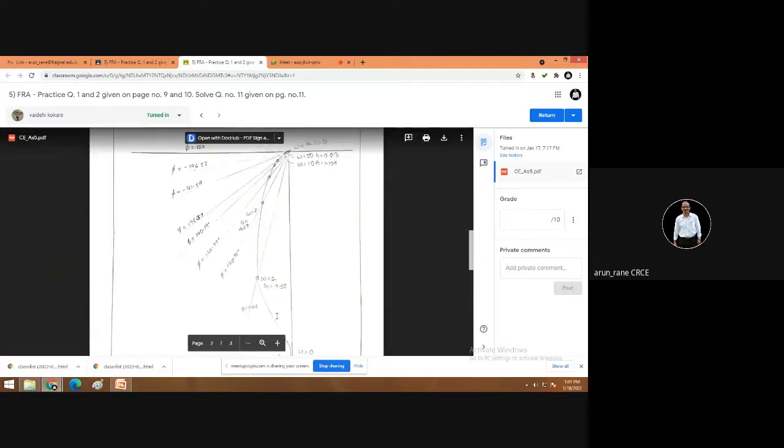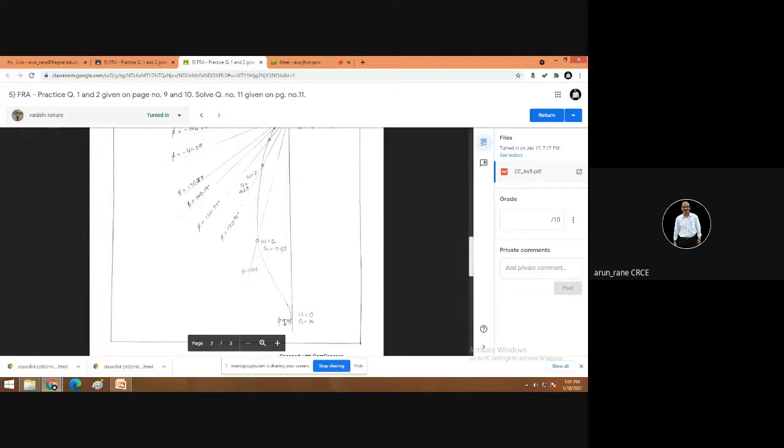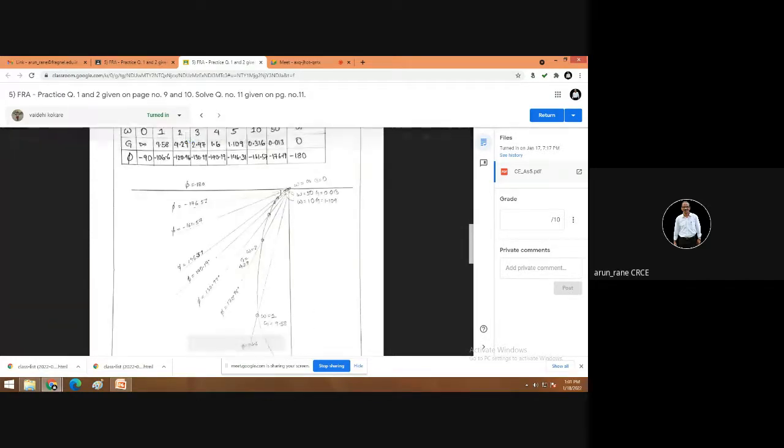Now here the value of g is reducing. So here you have to just show the two arrows and then take a suitable scale and mark 9.58, then 4.29, that is this, then 2.47, then 1.6, then 1.109, then 0.316, then 0.013, and then 0. So now this is done.